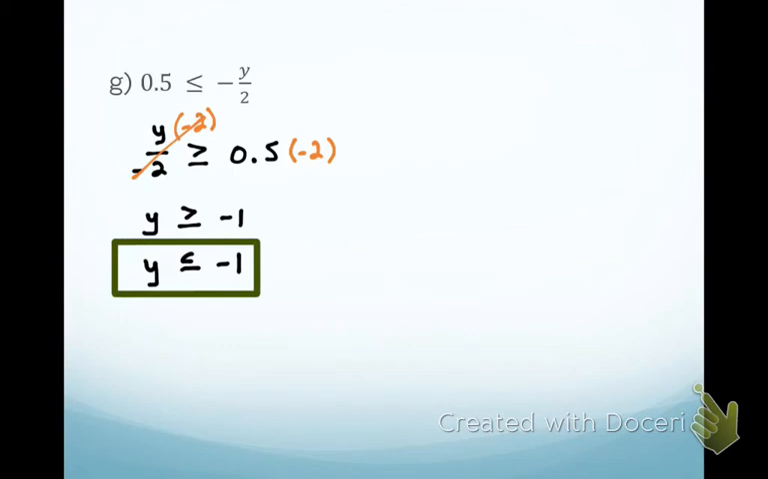Who would like to graph it for me? All right, Trenton, what number goes in the middle? Not 1.